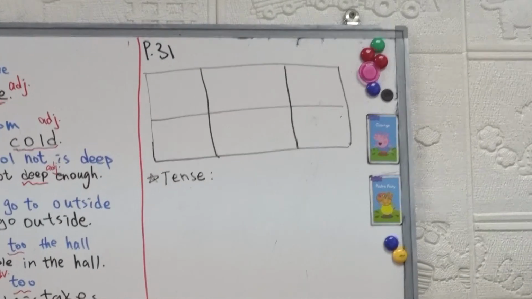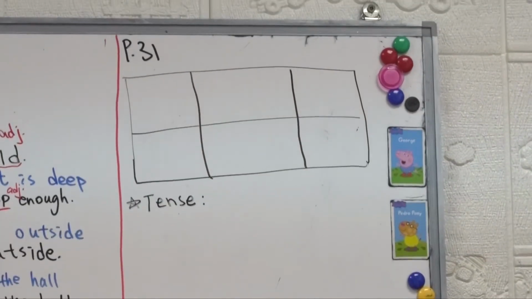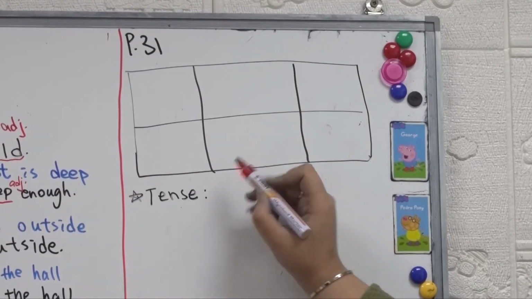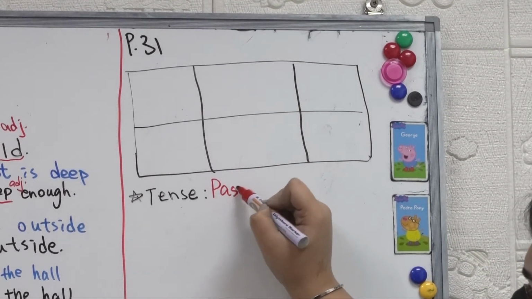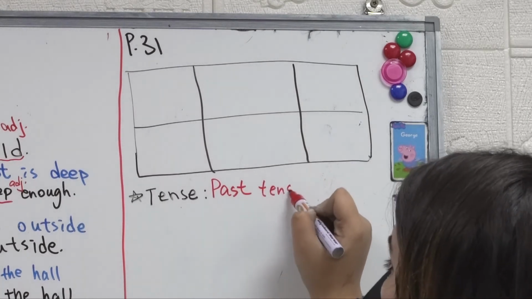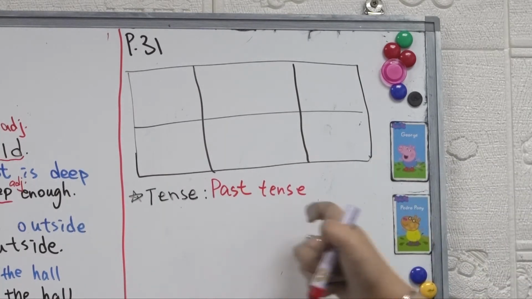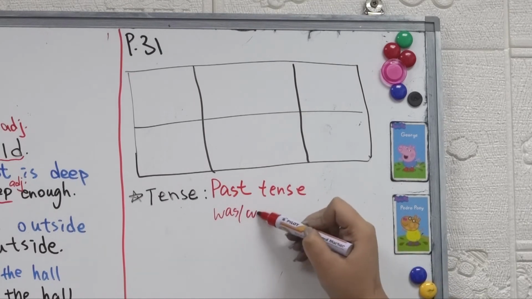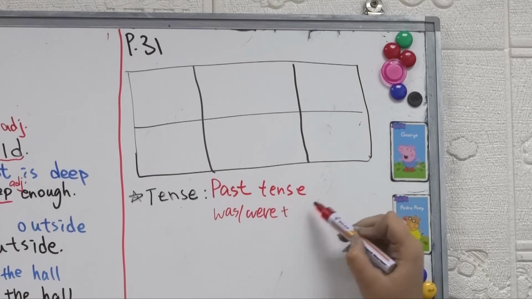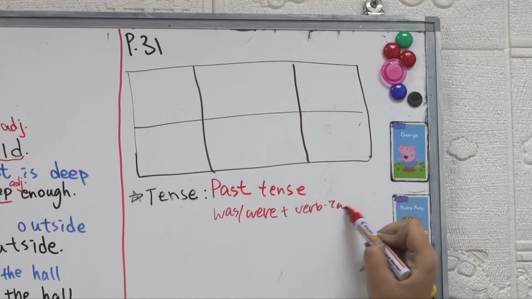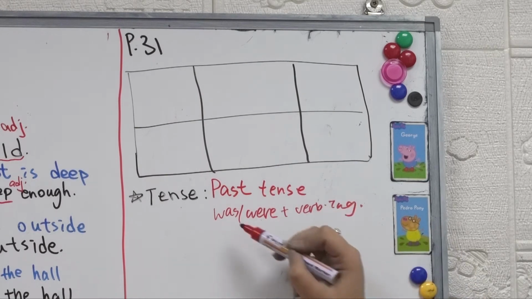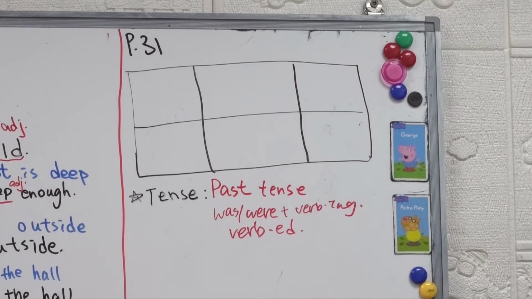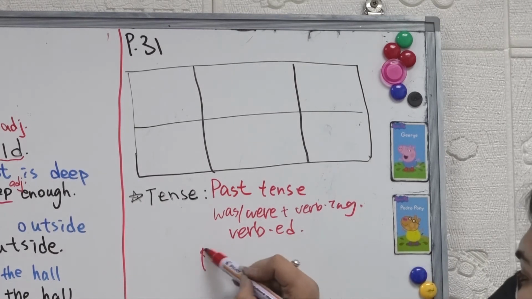When we write a story, what tenses do we use? Very important part. We may use past tense, or any form of past tense, like past continuous tense, like was, were, and verb with ing, right? No problem. Or we can use the past tense, verb with ed, right? Or you may use present tense.